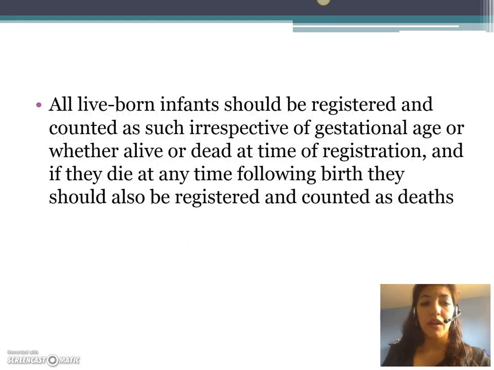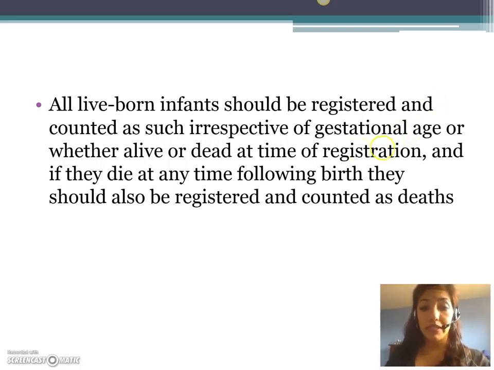Okay, so now all live born infants should be registered and counted, irrespective of gestational age, so it doesn't matter if they're premature or past the typical 40-week gestational period. They're looking at if it's a live birth, it gets counted regardless of when they're born.